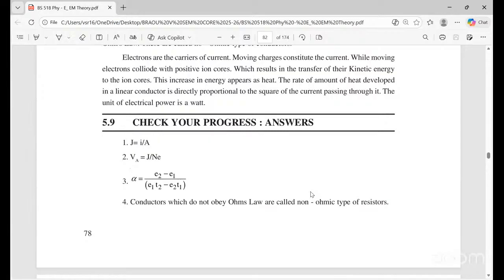The energy which appears as heat makes the temperature rise. The rate of heat developed in a linear conductor is always directly proportional to the square of the current passing through it, I squared. The unit of electrical power is the watt.